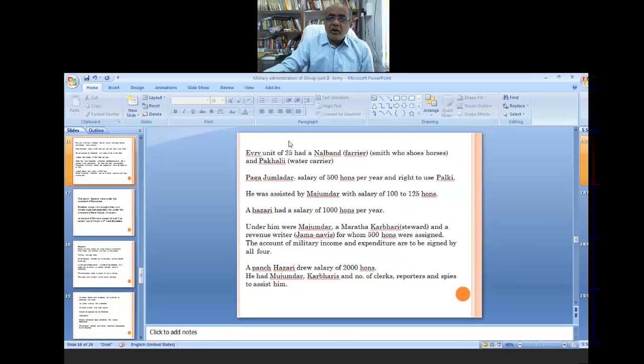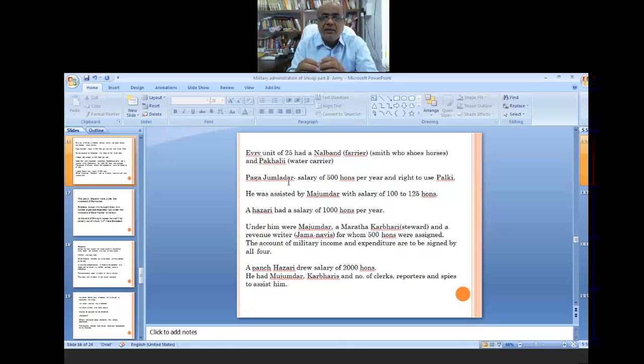Well, for every unit of 25 cavalrymen, there used to be a person called Nalband, who was a farrier. So what was his job? His job was to shoe horses during the march. There is a horseshoe, a kind of C-shaped iron strip, which is nailed to the hoof of the horses. And this Nalband was responsible to ensure at every stop that all the horses of the cavalrymen are having that nal, that is a C-shaped horseshoe made up of iron, nailed to the hoof of the horses.